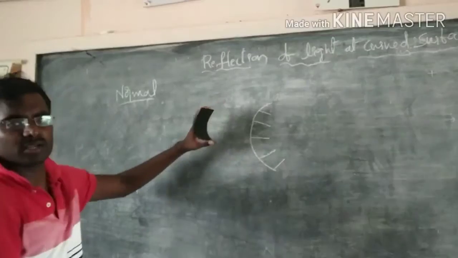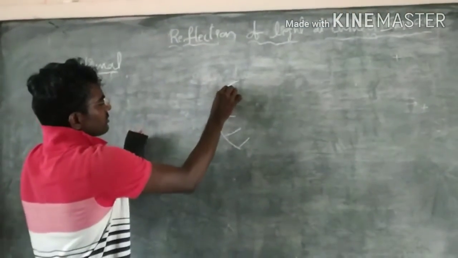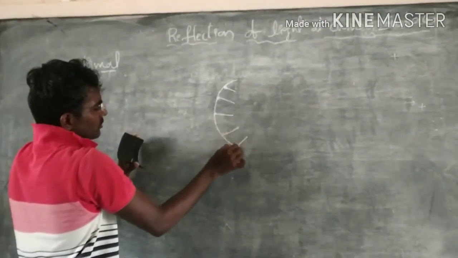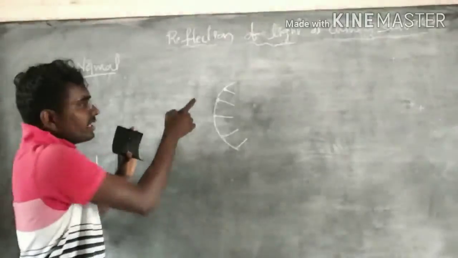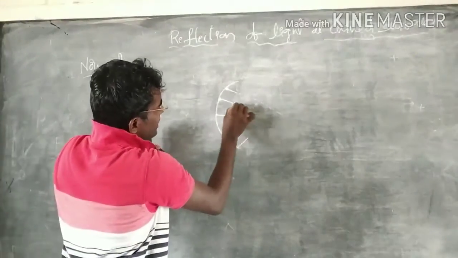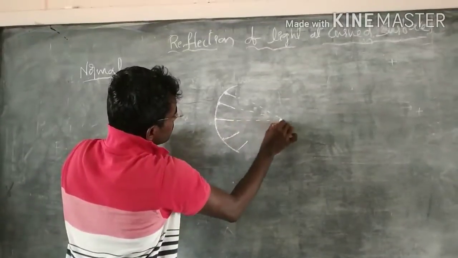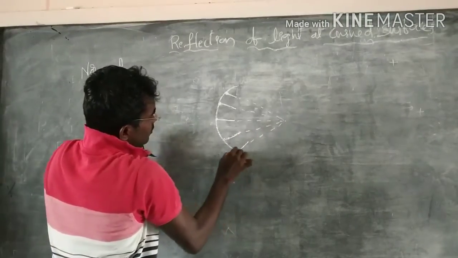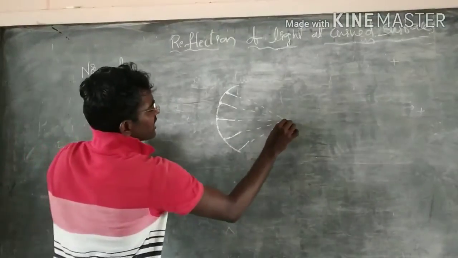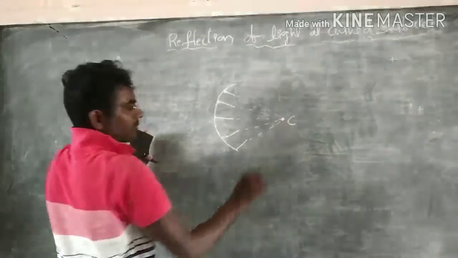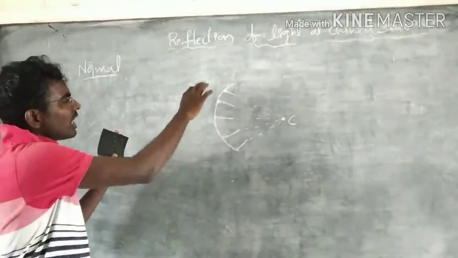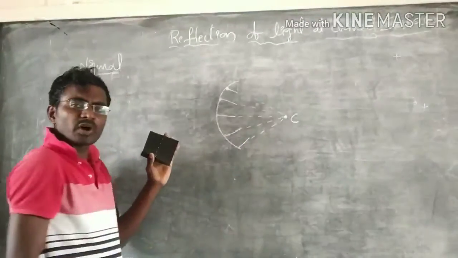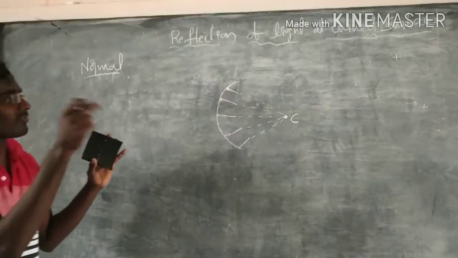These are the normals. At this point, these seem to be merged at a point, right? Merged at a point. So this point is called center of curvature. All these normals merge at a point, and that point is called center of curvature.